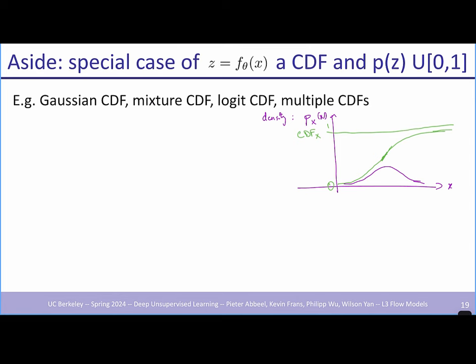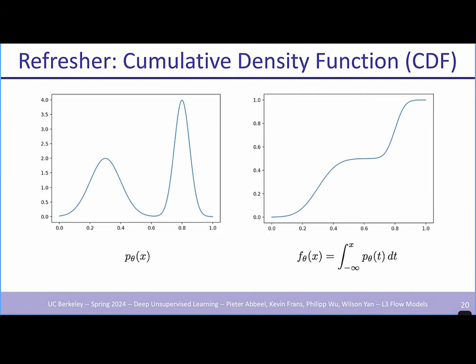Something that's kind of intriguing, let me see if I have it on the next slide, or I have an example here. So a more complicated example, if you look at this double bump, you get this cumulative density that kind of ramps up fast at the first peak, then slows down, ramps up even faster again at the next peak, and then gets to one.